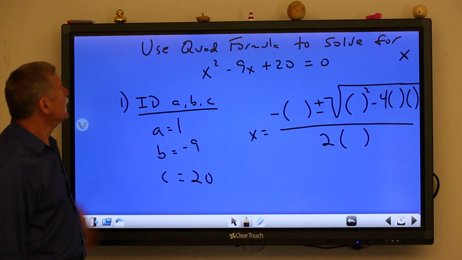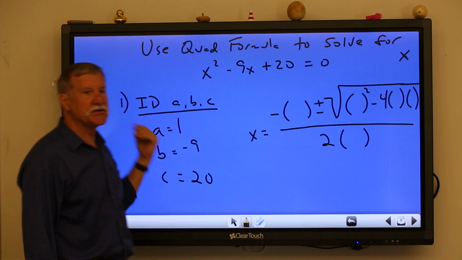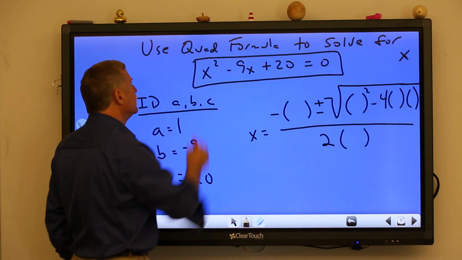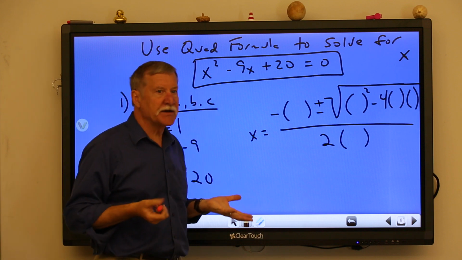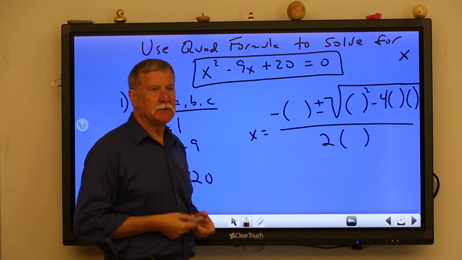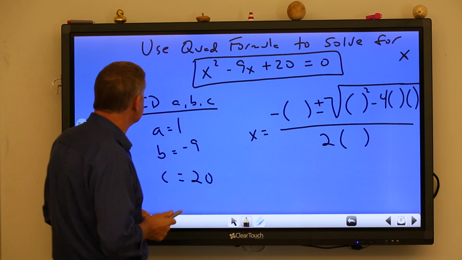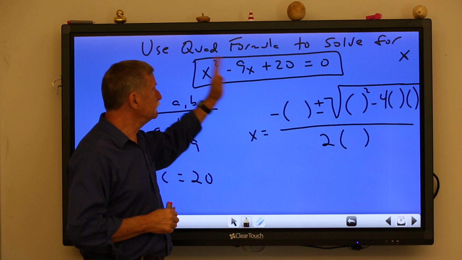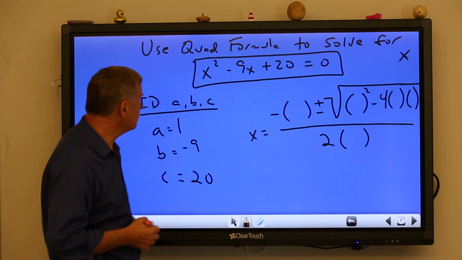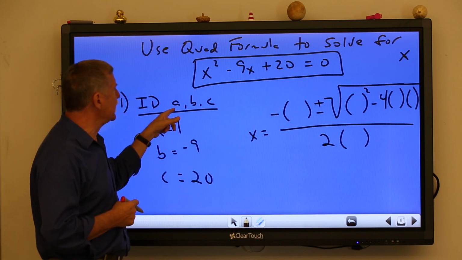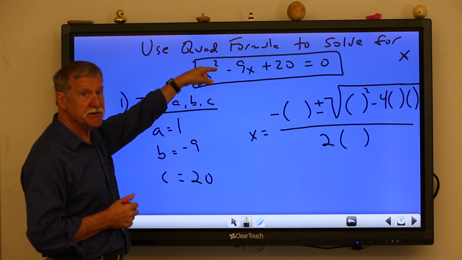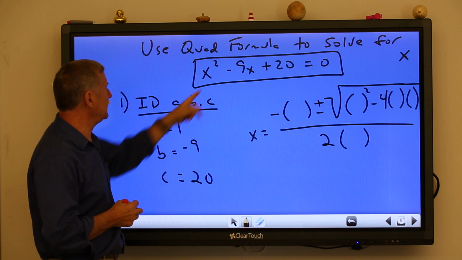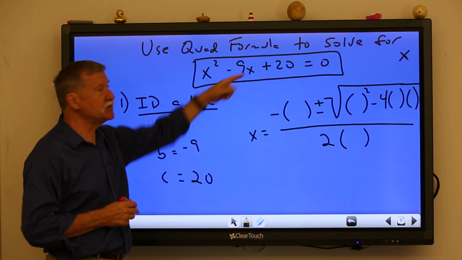So we want to use the quadratic formula to solve for x. Here is our equation. And the question is, what value for x makes this equation true? The first thing you want to do is make sure that it's in standard form, decreasing order set equal to 0. And then you want to identify what's a, what's b, and what's c in this equation. In this equation, a is 1, b is minus 9, and c is 20.